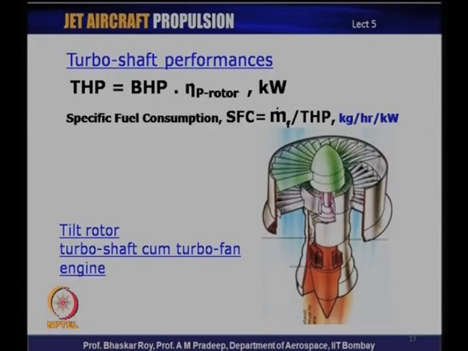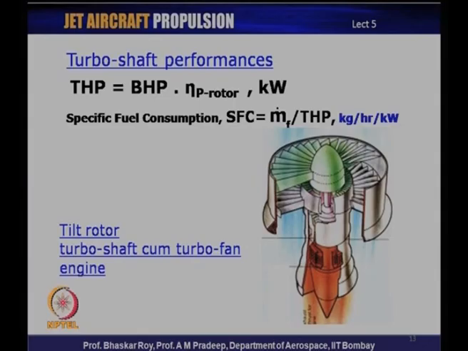The performance of a turboshaft engine can be simply written down in terms of THP equal to BHP into the propulsive efficiency of the rotor, and is expressed in kilowatts. The specific fuel consumption can be written down as m dot f divided by the THP, and is also expressed in kgs per hour per kilowatt. So, turboshaft and turboprop engines both have power as the specification of the engine, and SFC is shown in terms of kilograms per hour per kilowatt.